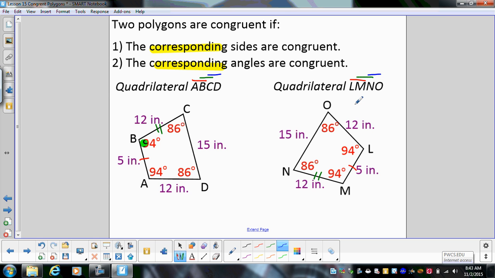CD and NO correspond. They're the same size, so they're congruent. And last but not least, AD, the first and last letter, and LO, they correspond to each other, and they're also congruent. So I have 4 pairs of corresponding congruent angles and 4 pairs of corresponding congruent sides for these 4-sided, 4-angled figures. So I can say that they are congruent quadrilaterals.